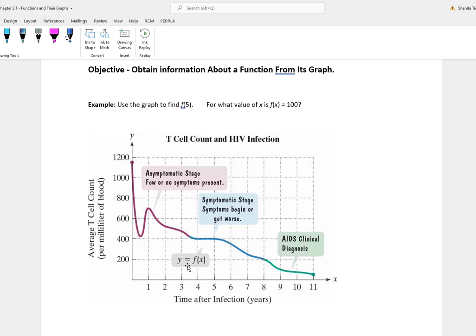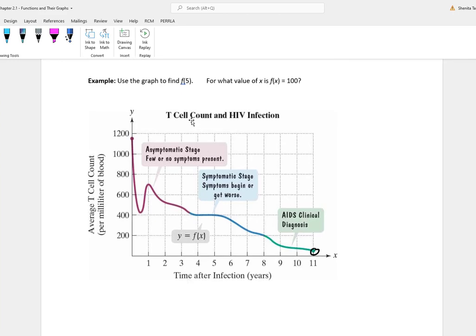So let's say you're at 11 years after you got infected with HIV. As you can see, your T cell count is very low. Whereas in the beginning, when you first get infected, your T cell count is still pretty high, but as you can see, it decreases. Alright, so in this problem, we're going to figure out some information. We're going to find f of 5. We want to know what your T cell count is after 5 years. Okay, so that's f of 5.